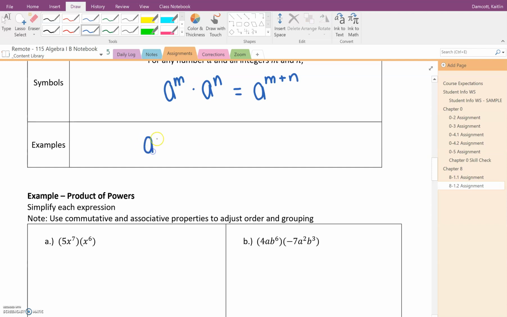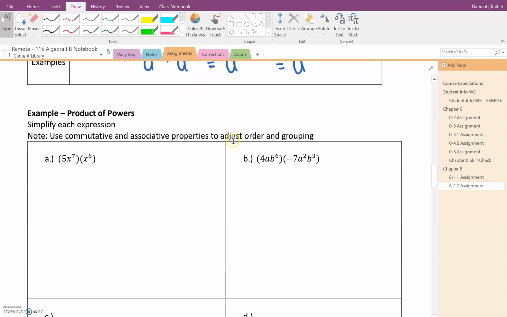If we have a to the 4th power times a to the 12th power, we keep the base the same, so the a stays, and then we take these exponents and add them together. So 4 plus 12 gives us 16. This is something where we can't use our calculator to figure it out, so we have to remember this rule: when you have bases that are the same, you add your exponents.